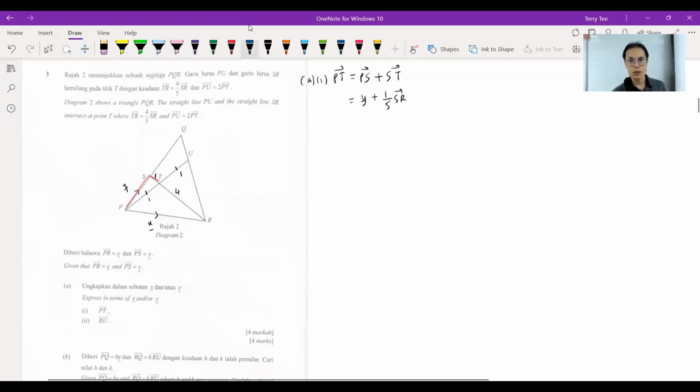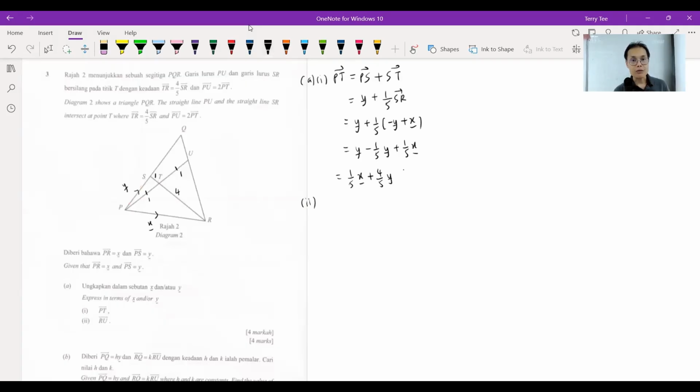So let me show you here. This is y, 1 over 5 (minus y plus x). Expand the bracket: y minus 1 over 5 y plus 1 over 5 x. Put them together: 1 over 5 x plus 4 over 5 y. Okay, that is Roman 1. Roman 2, we are supposed to find RU. Let me wipe this off.